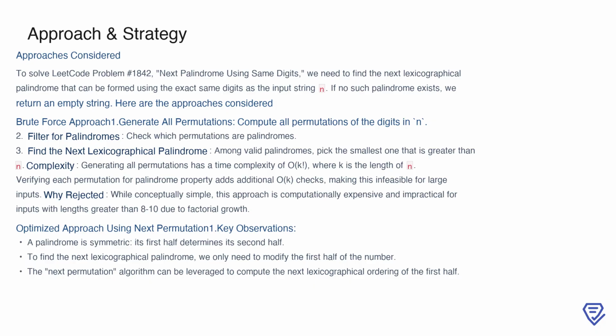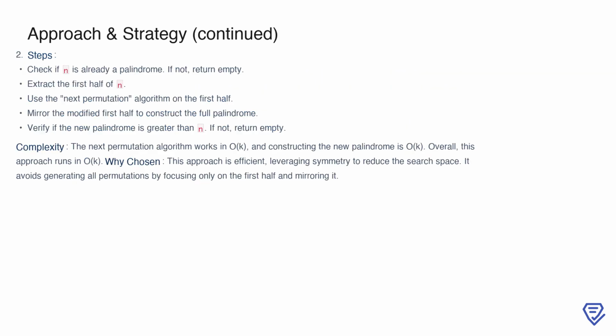Instead, we turned to a more optimized solution. By leveraging the next permutation algorithm and focusing only on the first half of the string, we can drastically reduce the search space. This builds upon the symmetry property of palindromes, which makes a more efficient solution possible. The optimized approach begins with checking whether the input string is already a palindrome. If it's not, we immediately return an empty string.